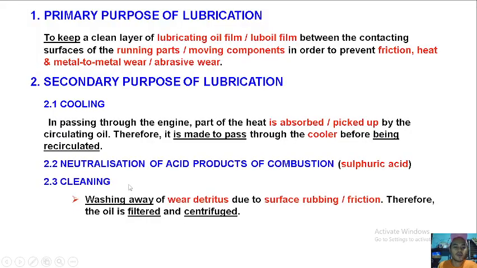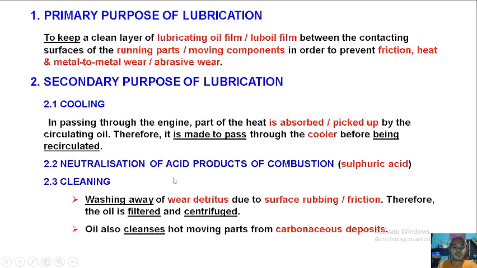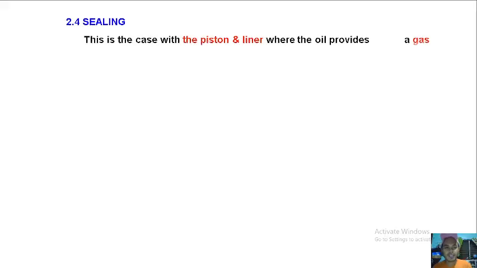It washes away wear detritus due to surface rubbing or friction. Therefore, the oil is filtered and centrifuged. Oil also cleanses hot moving parts from carbonaceous deposits. And lastly, sealing. This is the case with the piston liner, where the oil provides a gas seal as well as lubrication.